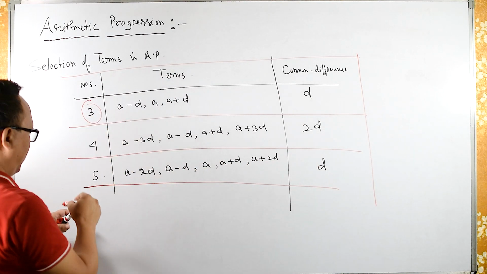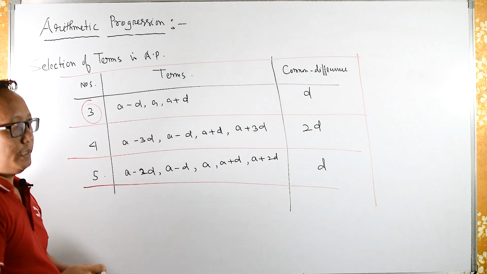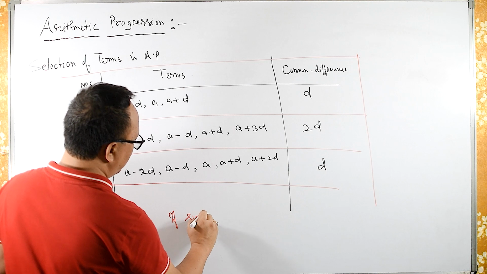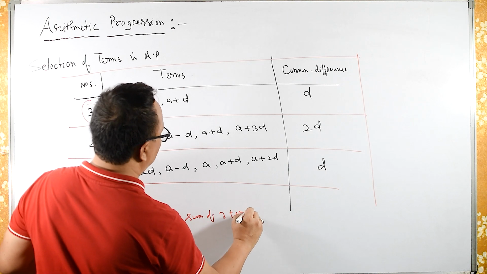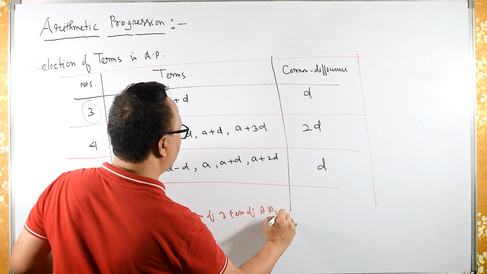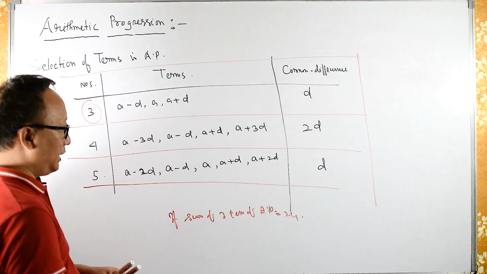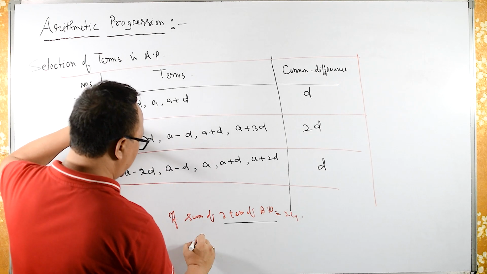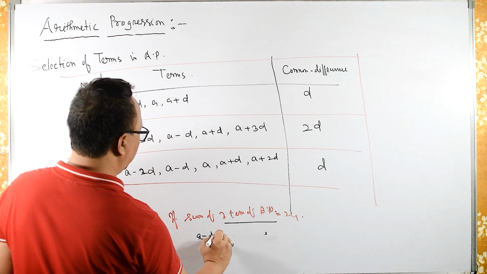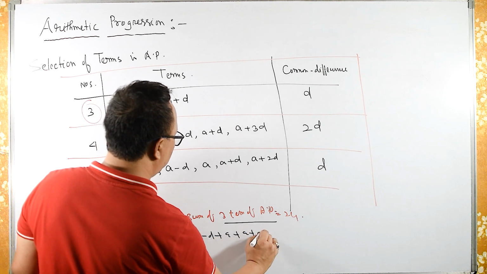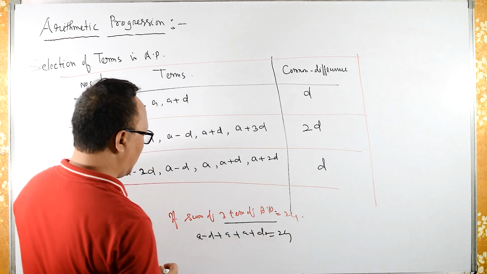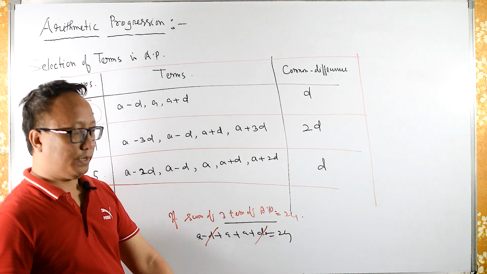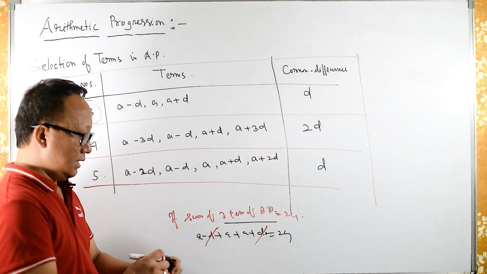If three terms are given, this is very useful. For example, if the question says the sum of three terms of an AP equals 24, and you choose these, then A minus D plus A plus A plus D equals 24. Here D gets cancelled, 3A equals 24, so I get the value of A.